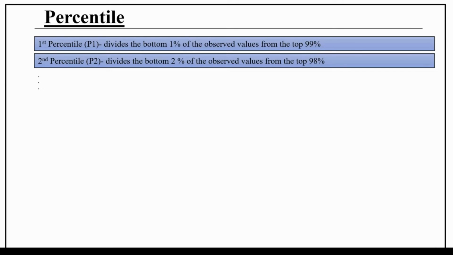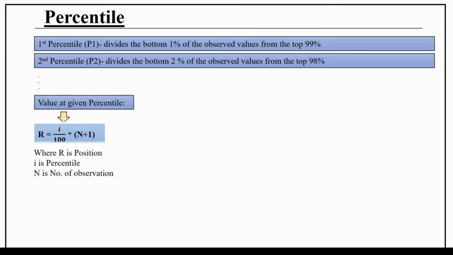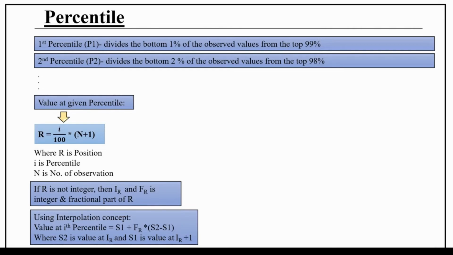Let's see how we can find the value at a given percentile. The position is R equal to I divided by 100 into n plus 1, where R is the position of the observed value, I is the percentile, and n is the number of observations. If R is not an integer, then let IR and FR be the integer and fractional parts of R. The observed value can be calculated using the interpolation concept. So the value of the ith percentile is S1 plus FR into S2 minus S1. Here S2 is the value corresponding to IR plus 1 and S1 is the value corresponding to IR.